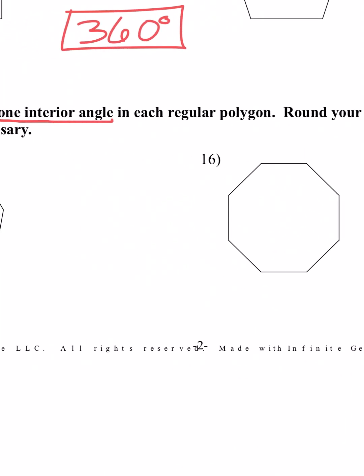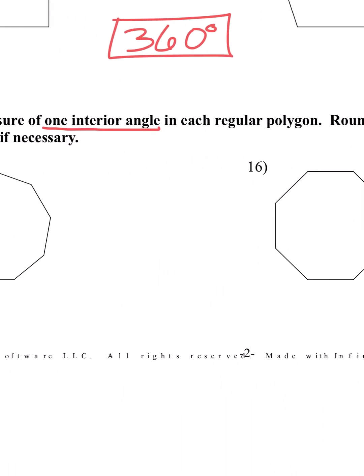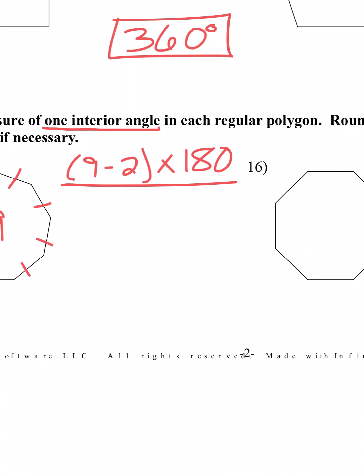So on 15, how many sides does it have? Again, so you don't make the mistake, put a tally mark after you count each side. So I have 1, 2, 3, 4, 5, 6, 7, 8, 9. Okay, so you don't make a silly little mistake. So we plug it in. 9 minus 2 times 180. What am I dividing by? 9. It's not going to be 7. We're dividing by 9. Okay, what do I do first?